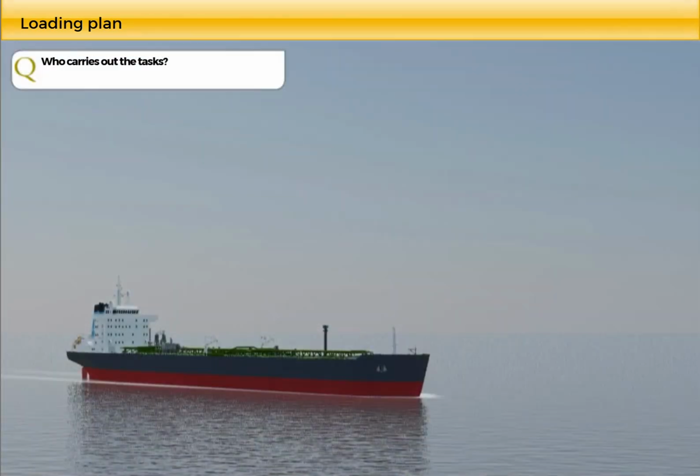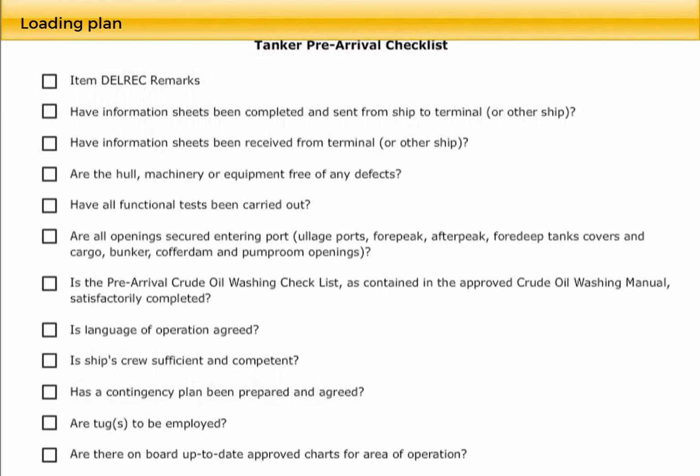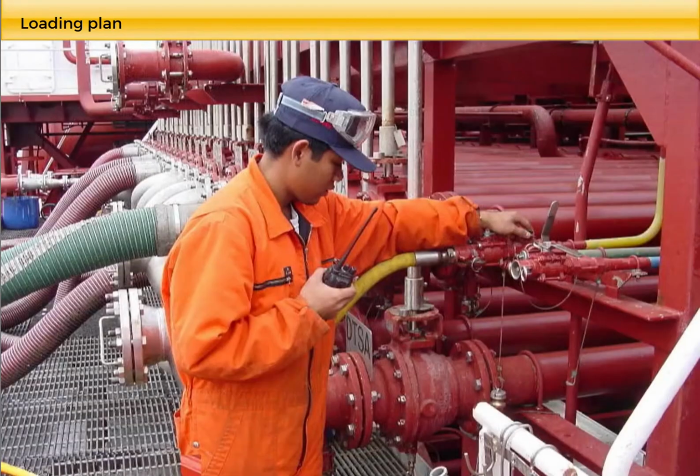Who carries out the tasks? The pre-arrival checklist is a comprehensive record of preparations carried out in order to document that the vessel is arriving in a condition according to the company's policy and international rules and regulations. All junior officers, including the pumpman and boatswain, as well as the engine officers and crew, will be engaged in testing and checks in order to complete the pre-arrival checklist.